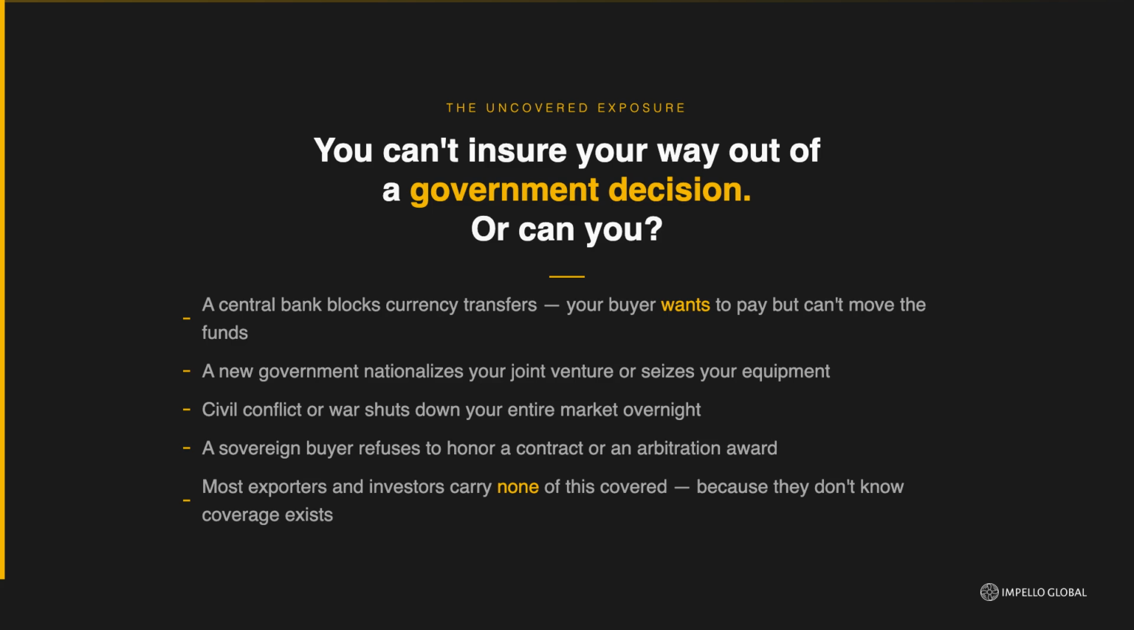Consider a few scenarios. A perfectly creditworthy buyer in an emerging market wants to pay your invoice, but the central bank has imposed currency controls, and the payment simply cannot leave the country. A foreign government decides to nationalize the sector your joint venture operates in. Overnight, your equity stake is gone, or a conflict escalates and your entire market becomes inaccessible. In every one of these cases, a well-designed political risk insurance policy could have protected the exposure. Most companies find out what's possible only after they've already taken the loss.